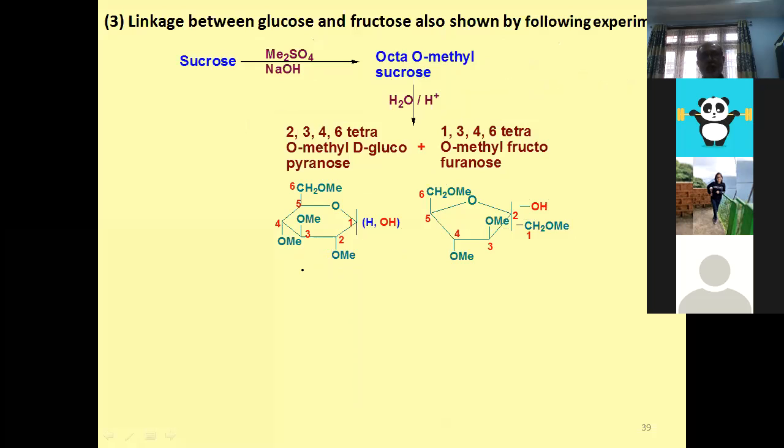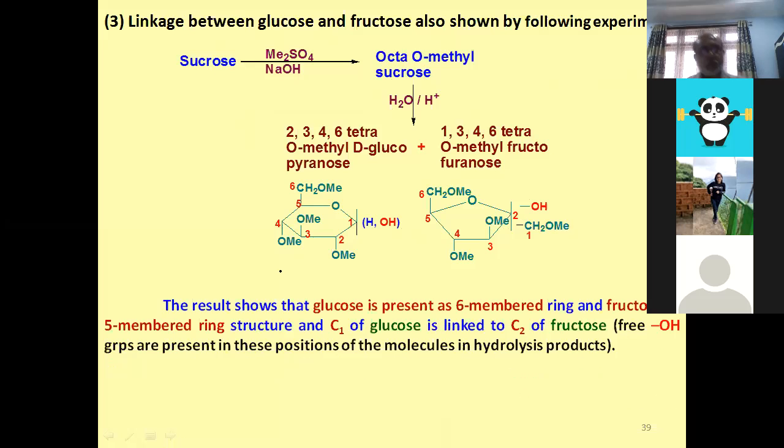So we are getting the connecting carbon atom between the two: C1 in glucose and C2 in fructose. So what is the next one? The result shows that glucose is present in a 6-membered ring, and fructose is present in a 5-membered ring. So these are two pieces of information, and also C1 of glucose is linked to C2 of fructose.